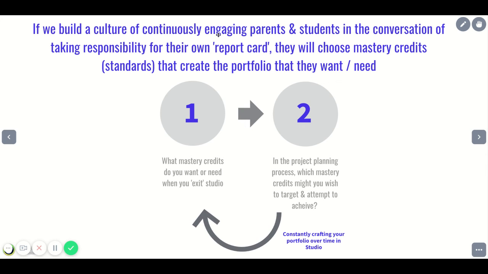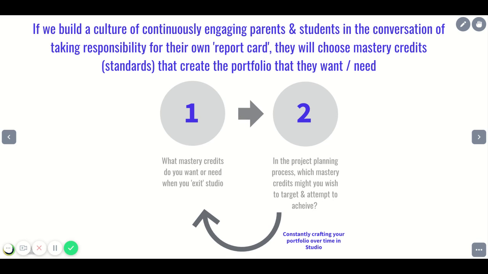If we build a culture of continuously engaging parents and students in the conversation, of taking their own responsibility for their own report card, their own portfolio, they're going to choose mastery credits that create the portfolio that they want or need. So at the beginning, when they see all of these mastery credits or standards, they're going to ask themselves, what do I want or need when I exit studio? And in the project planning process, which credits might I target to achieve that? Which ones would be the best fit for this particular thing? And they would constantly look at their portfolio and craft it over time.